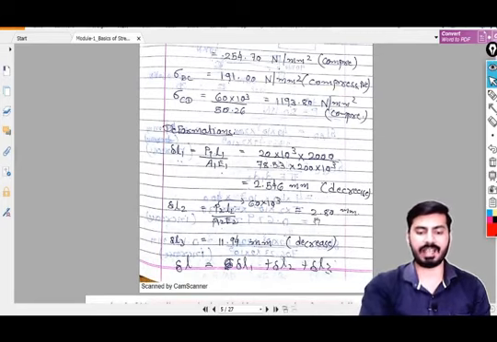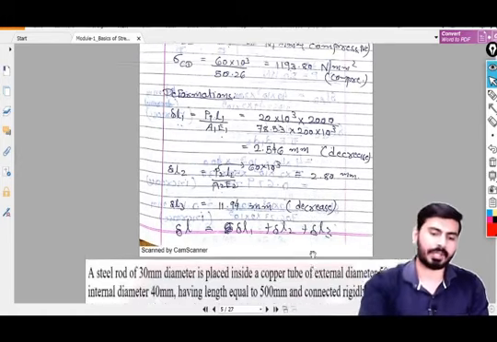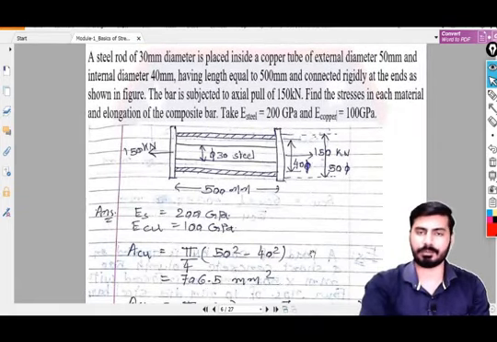Similarly for delta L2 and similarly for delta L3, because all the lengths are decreased because of the compressive nature of the forces. So these were one type of example.